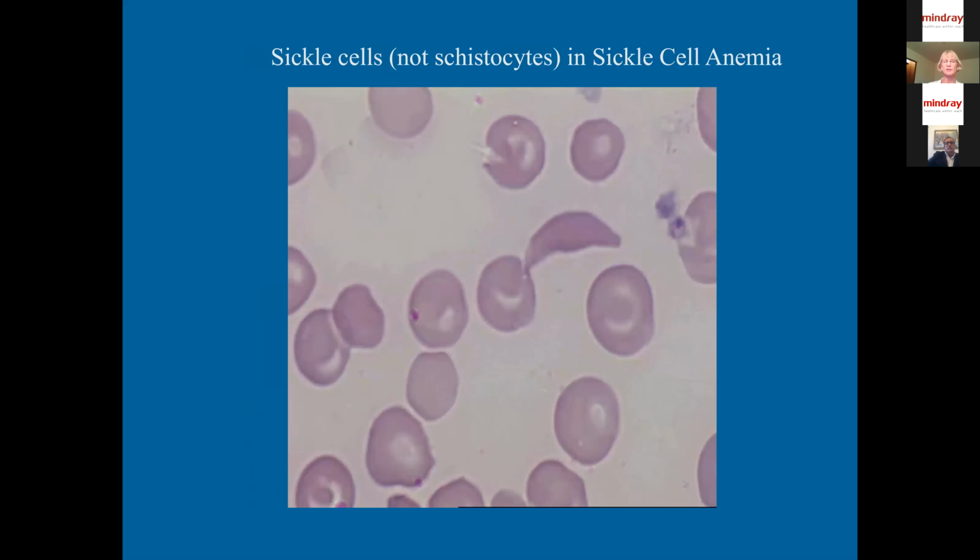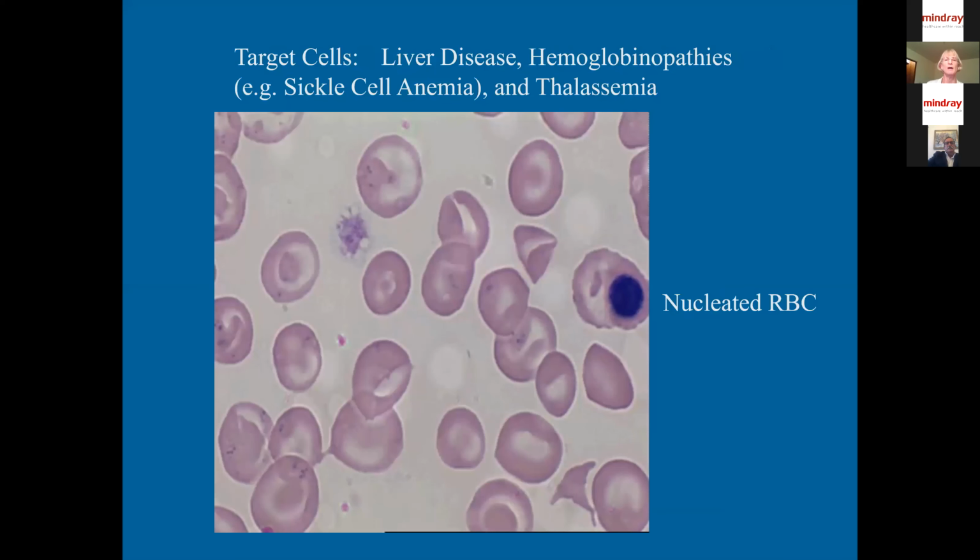Of course, sickle cells can be confused with schistocytes, but they do have a somewhat distinct appearance. Usually there's more sickle shape, not such an irregular fragmented shape. And they often are associated with increased target cells. And sickle cells are associated with sickle cell anemia, a homozygous mutation of the hemoglobin beta chain gene. And then target cells also can occur in thalassemias and liver disease.